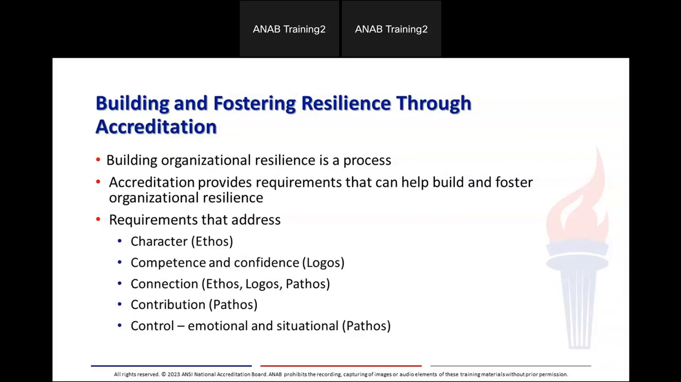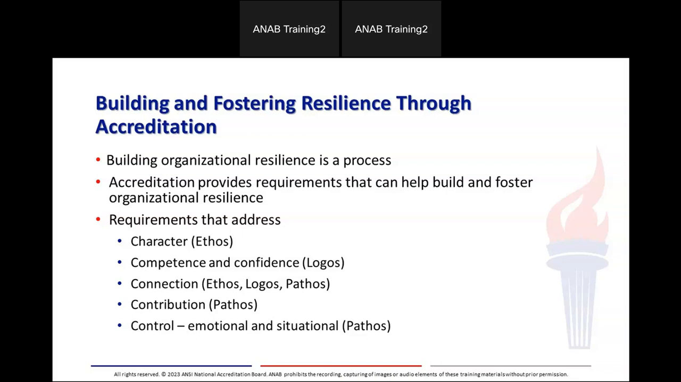So accreditation does provide the opportunity for an organization to build a quality management system culture, which then provides the foundation that can help build and foster organizational resilience. In many accreditation requirement documents, you'll find requirements that speak to the organization's character or the ethos. As mentioned, the ethos is the ethics, the values, the integrity of the organization. There are also requirements for developing personnel competencies and building confidence, or the logos of the organization. This is the knowledge, the skills, the education, the training, the abilities that are acquired through that training and education.